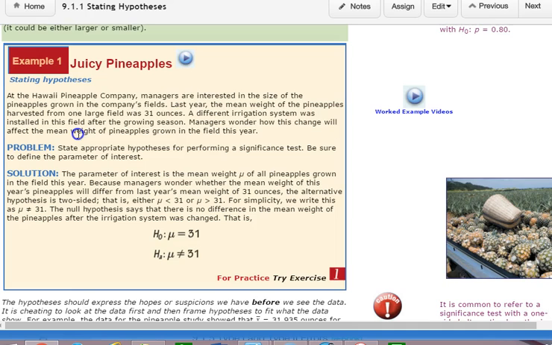Okay, and that's the important thing. Notice those hypotheses have to be stated before the data is collected. So the parameter of interest here is the mean weight of the pineapples from the entire field. Remember, it's a population measurement. Because managers wonder whether the mean weight of this year's pineapples will differ from last year's mean weight, the alternative hypothesis is two-sided. That is either mu is less than 31 or greater than 31. Is it different in either direction? So for simplicity, we write this as mu not equal to 31.